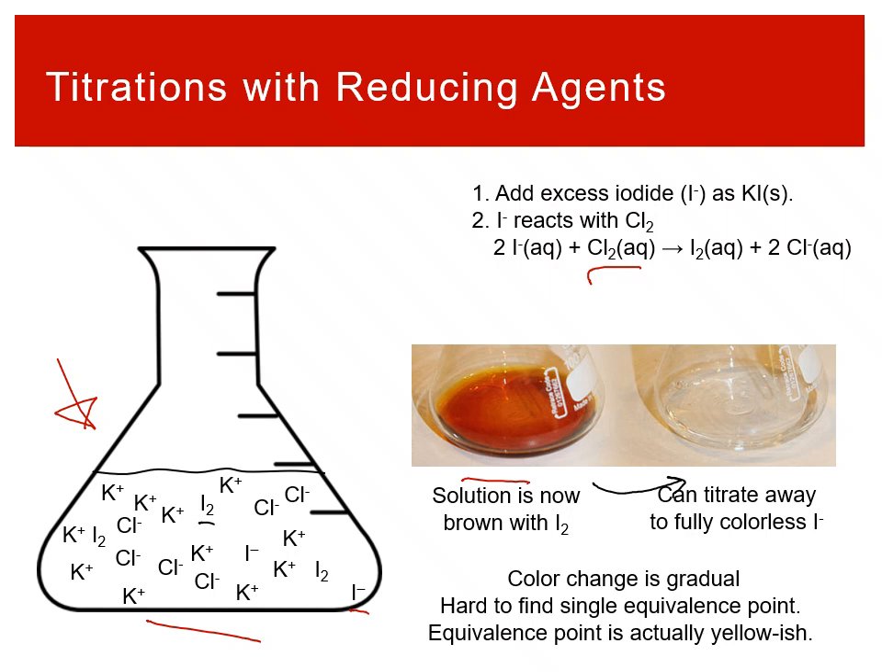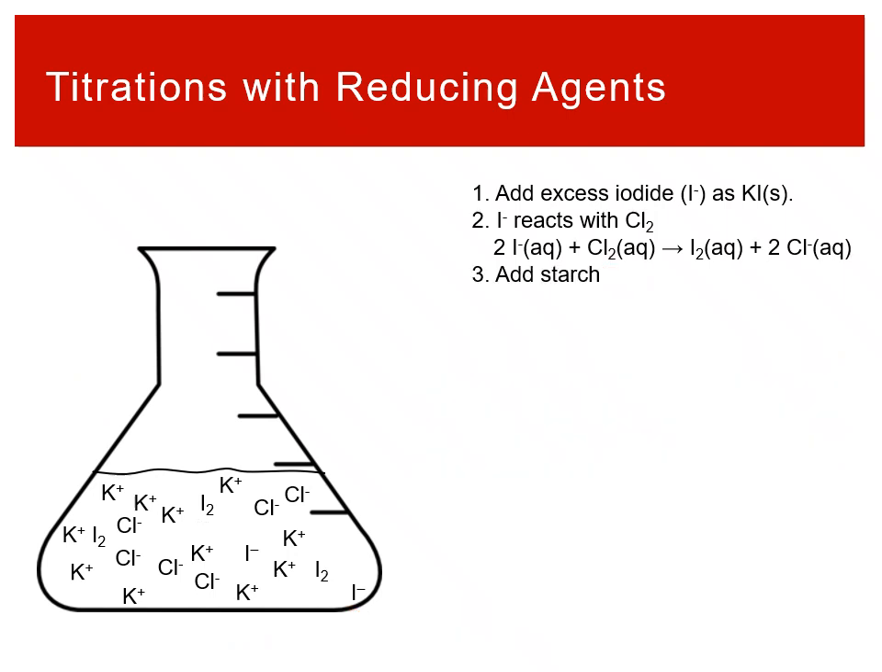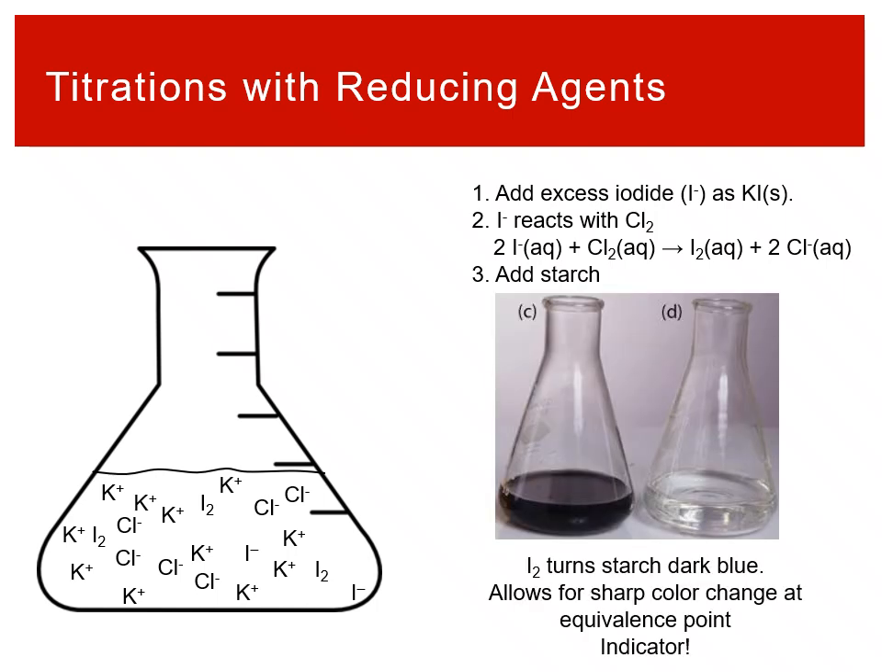So we need to add something else, an indicator molecule, that will give a bigger color change. That is starch. Just starch like from food, potato starch, just sugars from plants. The reason is I2, when it's in solution with starch, turns dark blue. So any amount of I2 will be extremely dark blue. It's a really sharp color change: if you have any I2, you get this really, really dark color, and then the minute all the I2 is gone, it's perfectly colorless. So it's a really sharp change.